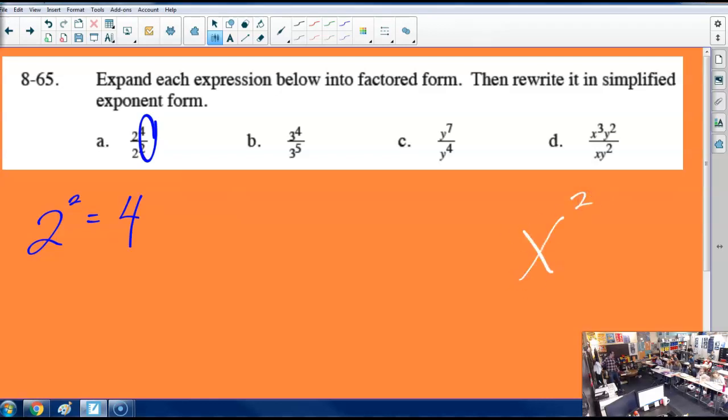Because x cubed over x, one of the x's reduces out. Y squared over y squared completely reduces out. And this is just x squared.